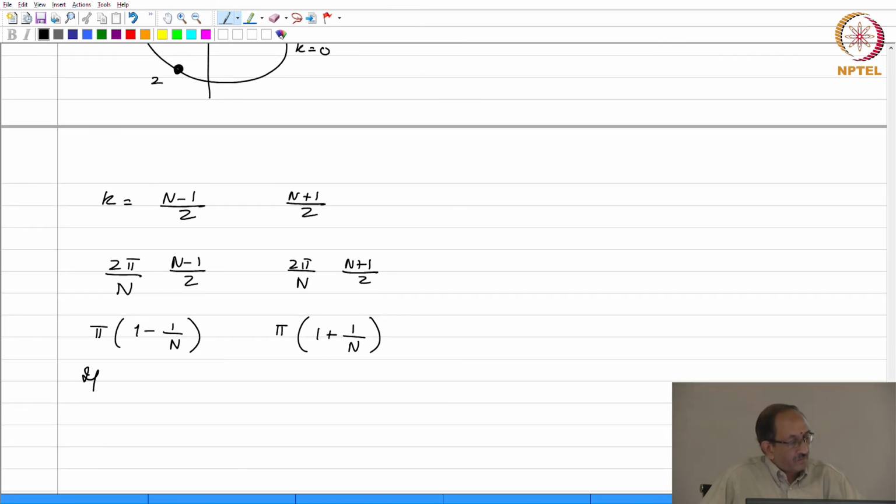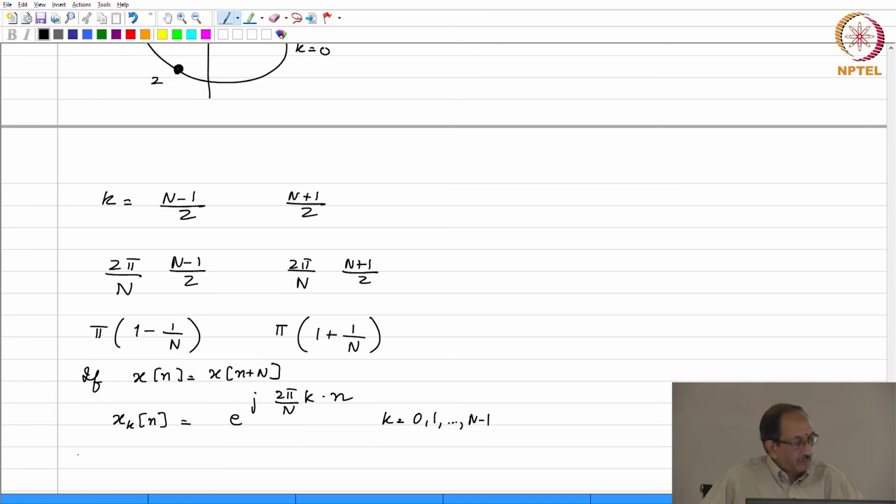Therefore, in general if x of n equals x of n plus cap N, then we produce sinusoids of the form e to the j 2 pi by cap N times k times n, and then k itself goes from 0, 1 up to N minus 1, and each of these sinusoids is periodic with period cap N, and we have N distinct sinusoids. Now, let us kind of understand this a little more.